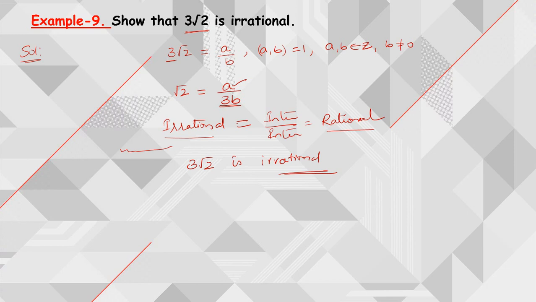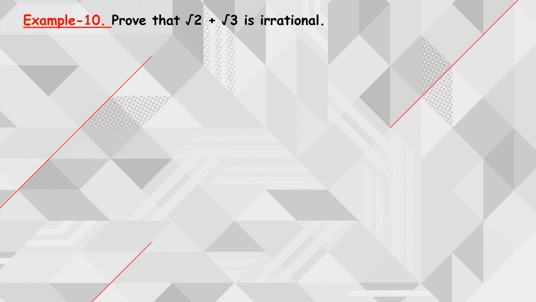Next we have the last model, which is in the form of root p plus root q or root p minus root q. So this is the third model. The first model is simply root p or q root p form, which we have already discussed. Next, the second model is p plus root q form or p minus root q form.